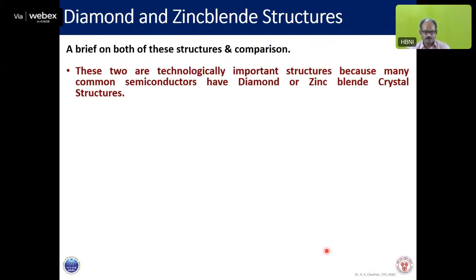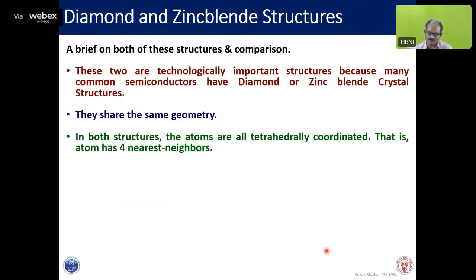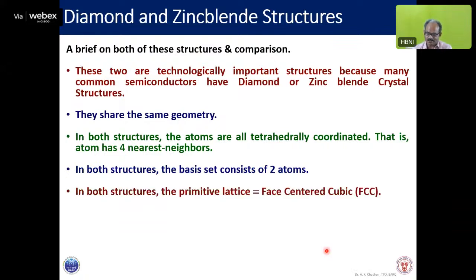So this is a brief comparison between these 2 structures. These 2 are technologically important structures because many common semiconductors have diamond or zinc blende structures. They share the same geometry. In both the structures, the atoms are tetrahedrally coordinated. That is, each atom has 4 nearest neighbors.